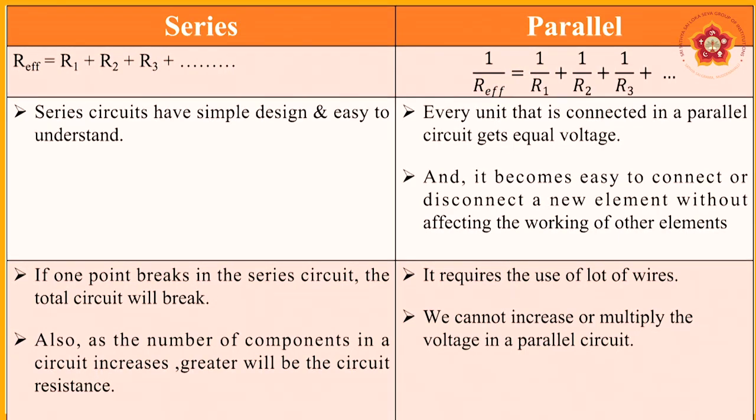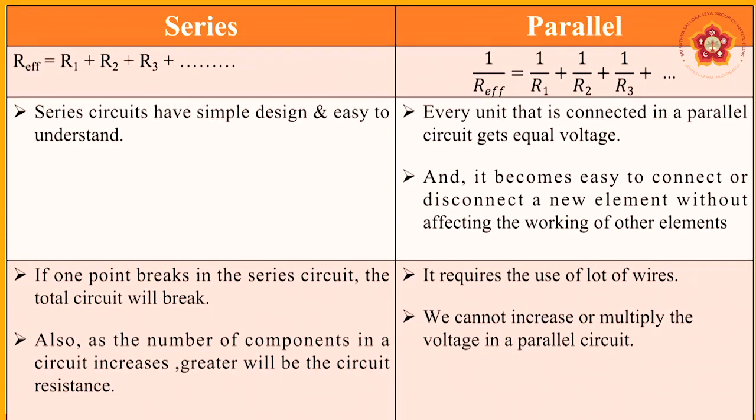Now coming to series, the second point: series circuits have a simple design and are easier to understand. There are no complications because all the resistors are lined up one after another. So, look-wise, series circuits are simple and have a relatively simpler design. But in parallel things are different because branching out happens. Now let us see parallel. Every unit that is connected in a parallel circuit gets equal voltage. So that is the advantage in a parallel circuit.